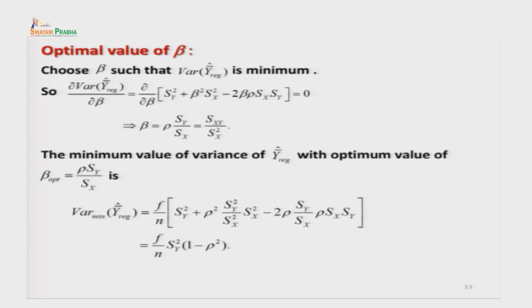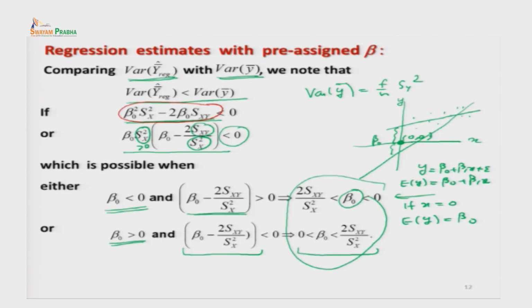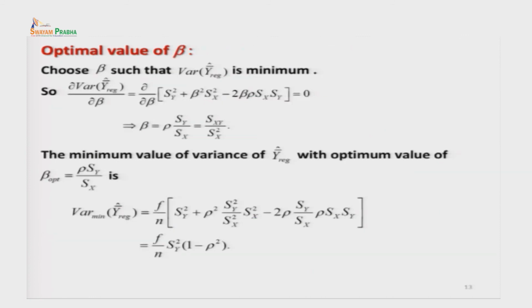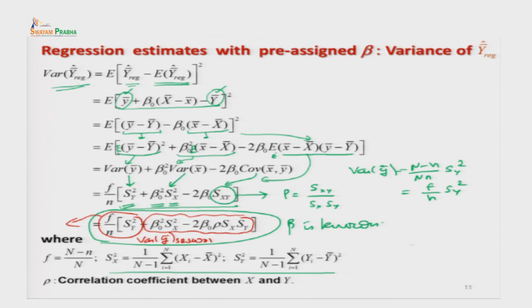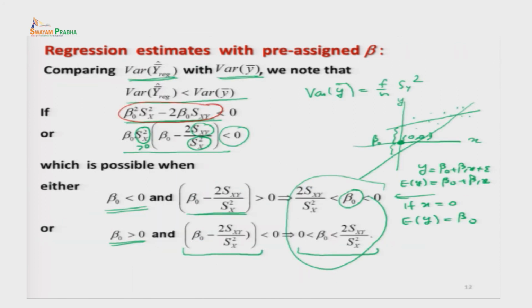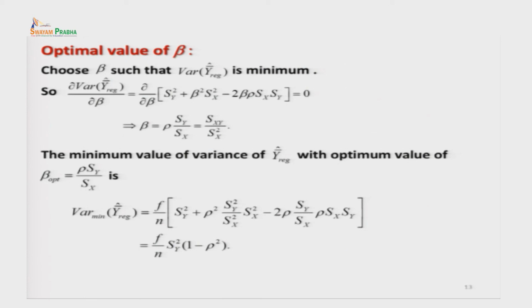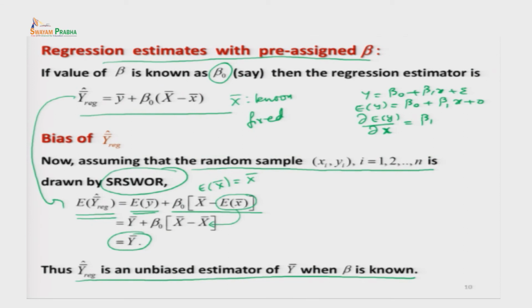Now, the second option is that you choose the beta such that this variance which you have obtained here is minimum. In order to do this, we use the principle of maxima and minima, and we differentiate the variance obtained with respect to beta. If you differentiate and put it equal to 0, you get beta is equal to rho times sy upon sx, which is the same as Sxy upon Sx square. So that was the value which I was trying to show you here, if you try to recall.